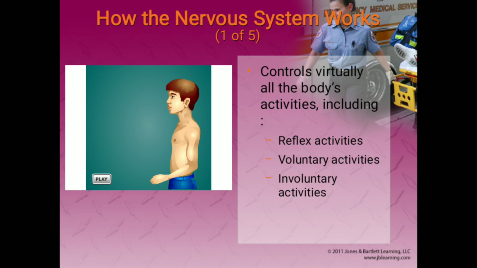It also controls virtually all the body's activities, which may include reflex activities, or voluntary activities which are in our control, in our brain control or spinal cord, or involuntary activities, which might not be in our control. If we talk about voluntary actions, our muscular actions are voluntary, whereas involuntary actions are not in our body control, like sneezing, heartbeat, and also breathing. These are involuntary activities, we cannot control them.